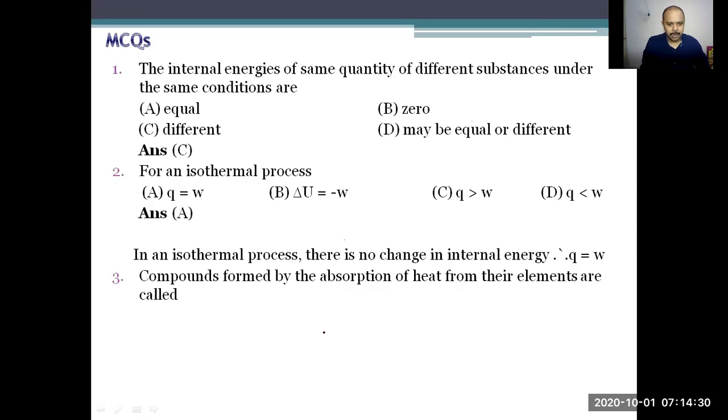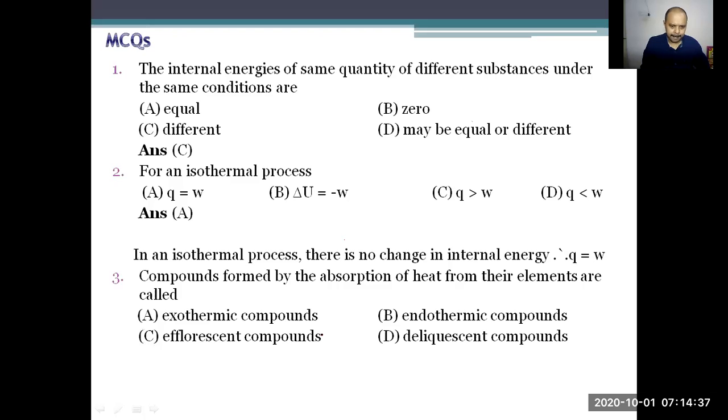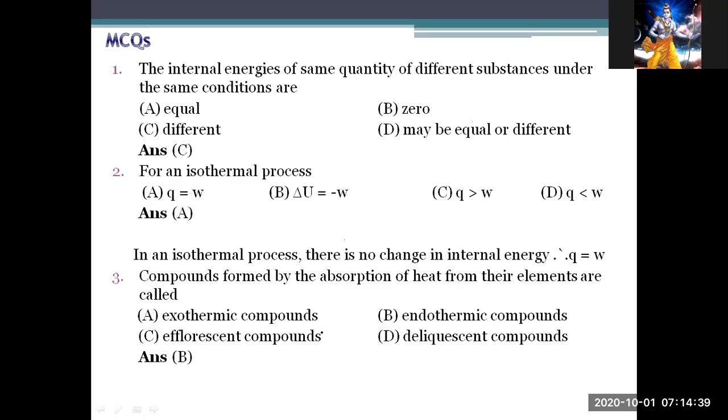Third we'll take. Compounds formed by absorption of heat from their elements are called endothermic compounds, since heat absorbing reactions are endothermic. Heat liberating reactions are exothermic, and the compounds formed during exothermic reactions are called exothermic compounds also.